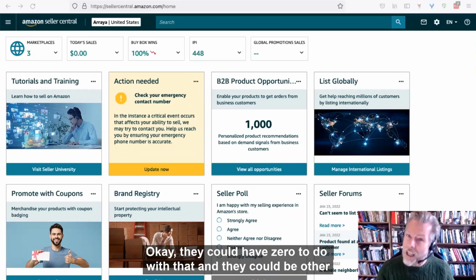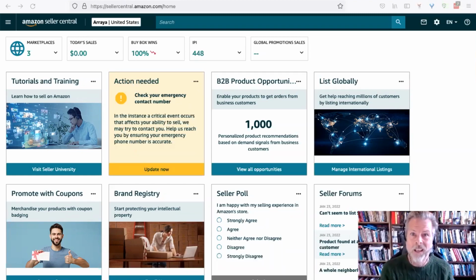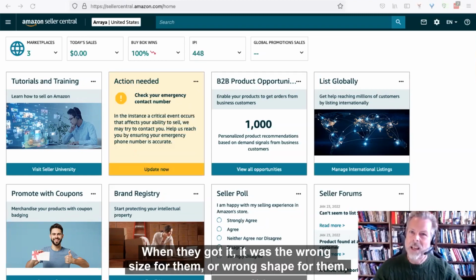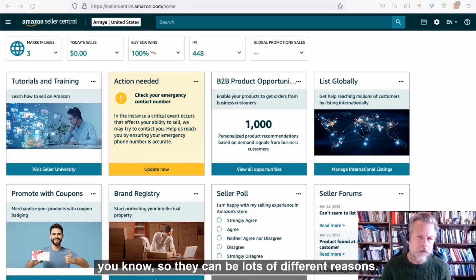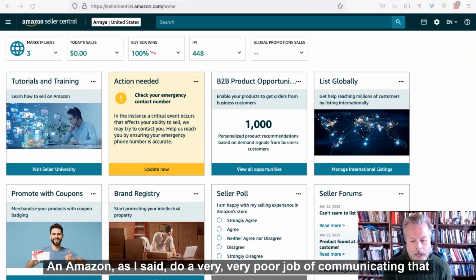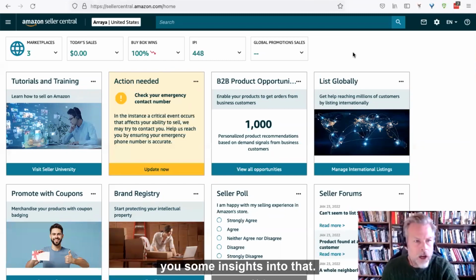They could have zero to do with that, and they could be other extraneous things like the amount of time it took for the thing to get there. When they got it, it was the wrong size for them or wrong shape for them, or wasn't what they were expecting, or it just didn't even arrive, so there can be lots of different reasons. And Amazon, as I said, do a very, very poor job of communicating that to us, but there is a report that you can run that will at least give you some insights into that.